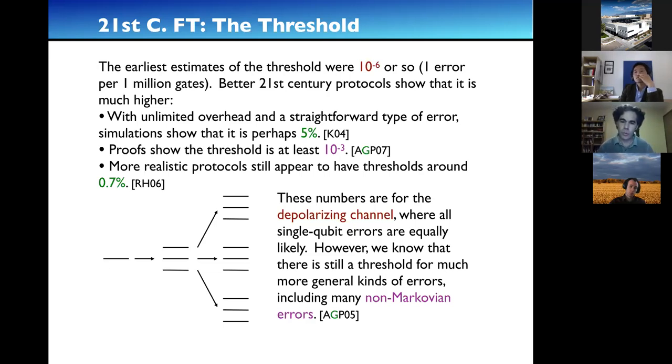And of course, the real world errors are much messier, but we can prove that there does still exist a threshold for very general kinds of errors. Not the most general kind, but a wide variety of errors that only affect a few qubits at a time, rather than some massive correlated error that affects all the qubits. And this even includes errors that are correlated in time, some non-Markovian errors, where there's a persistent environment that interacts with your quantum computer and does so repeatedly over the course of the computation.